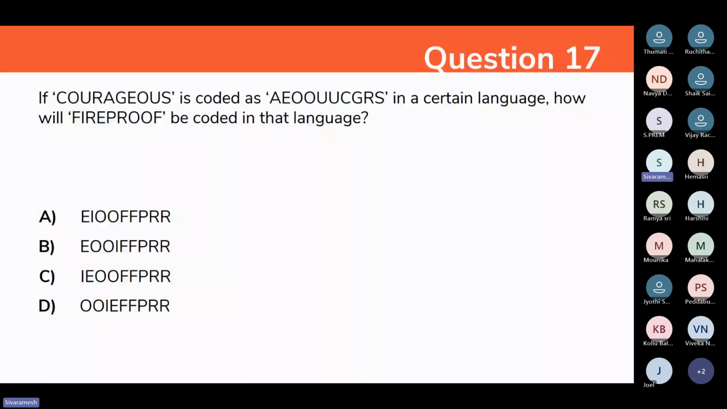Yes. Okay. If you observe, the logic here is very simple, guys. In courageous, vowel order, sir. Yes, yes, yes. Very good. Vowels followed by consonants. That is the logic.